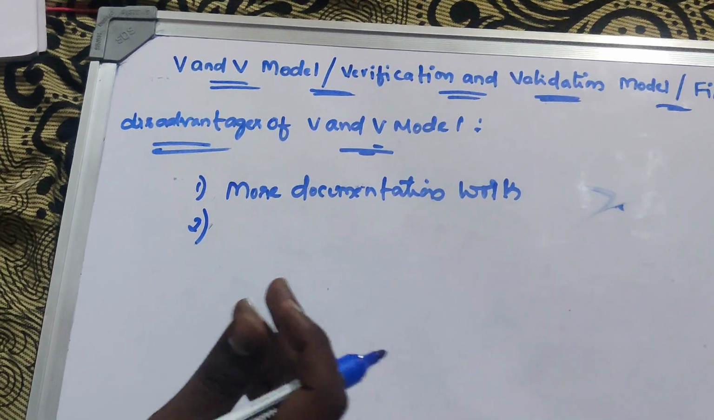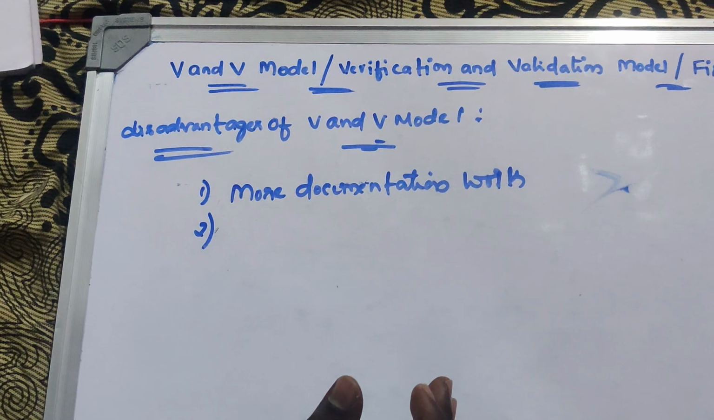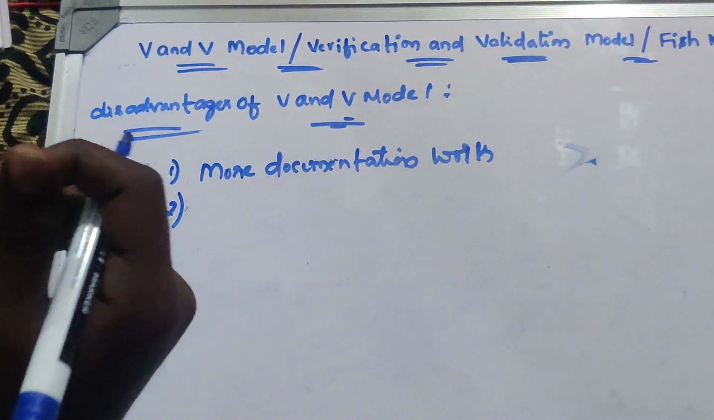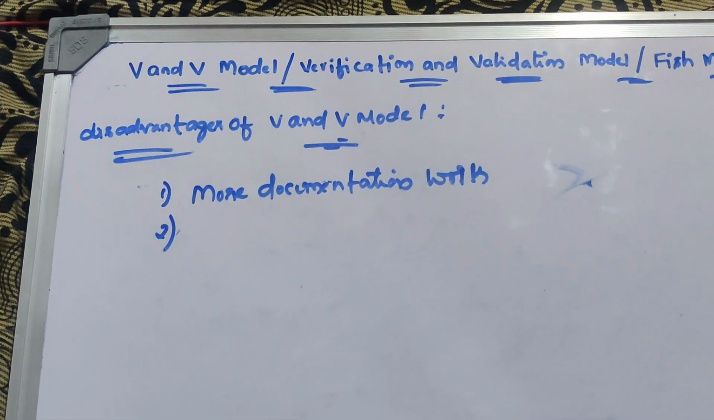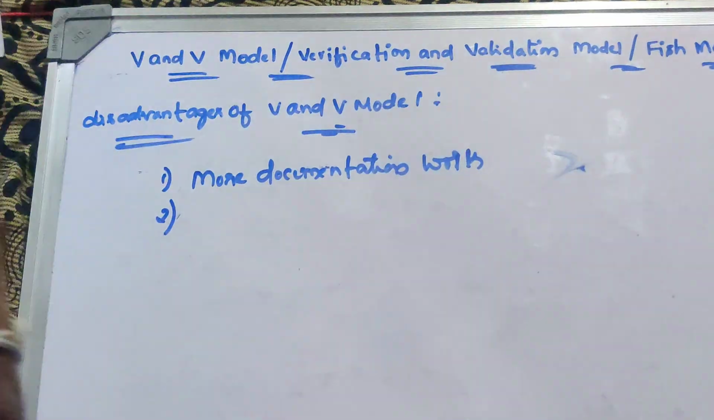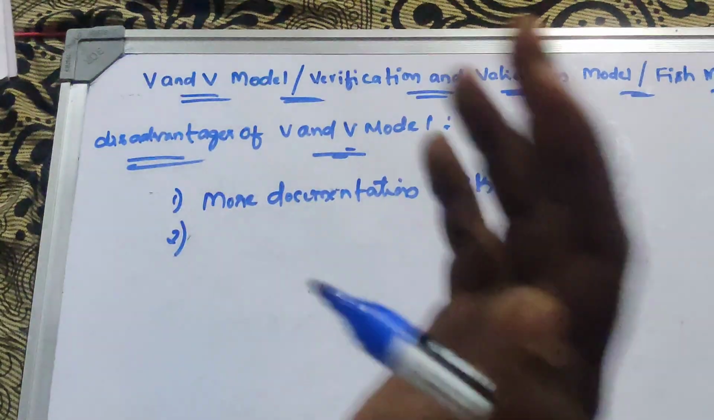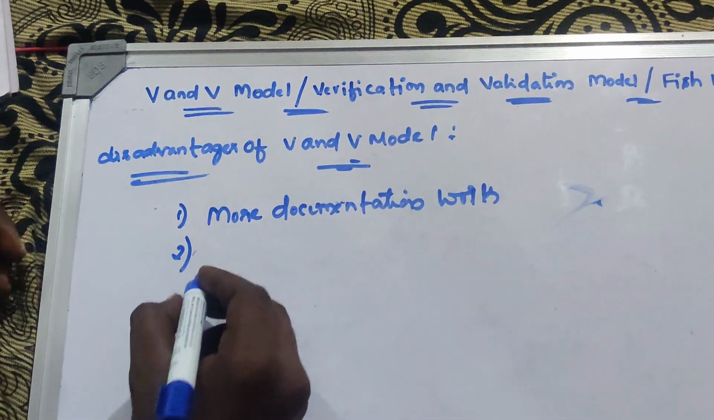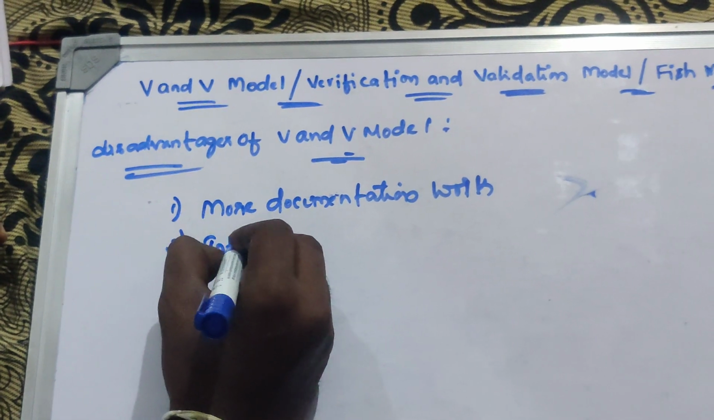And the initial cost will be high, because for the VNV model we require more developers and test engineers, because the work has to happen simultaneously, right? Simultaneously it has to happen. So the initial investment will be more.